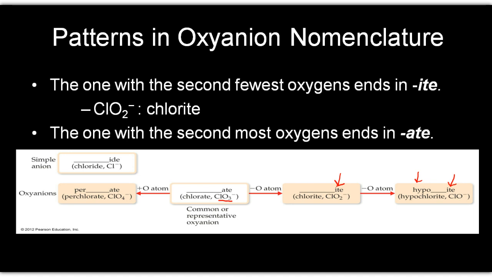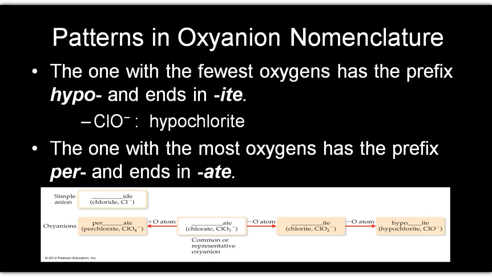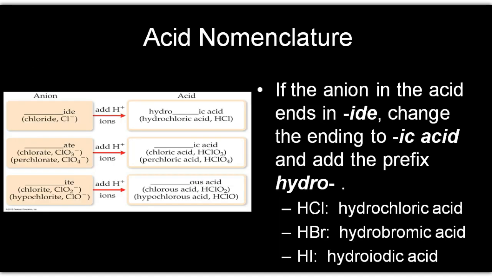Household bleach. Now going the opposite direction, the most common is chlorate. If you add another oxygen, going from O3 to O4, it's going to become perchlorate. And again, it's something you're going to have to memorize. We already went through that.